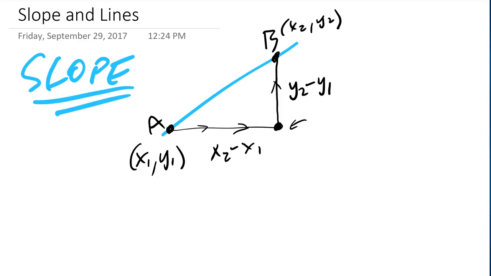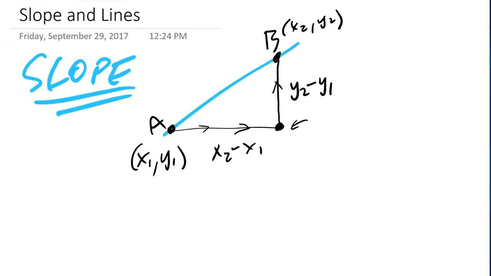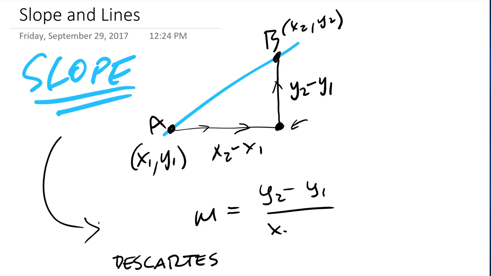Okay, so the question might be, where do these come from? Well, before I get there, let's just define the slope. The slope we use the letter M for. Rene Descartes started that lettering system. He's the guy that said, "I think, therefore I am." A French guy in the 1600s. Anyway, y2 minus y1 over x2 minus x1 is the slope.